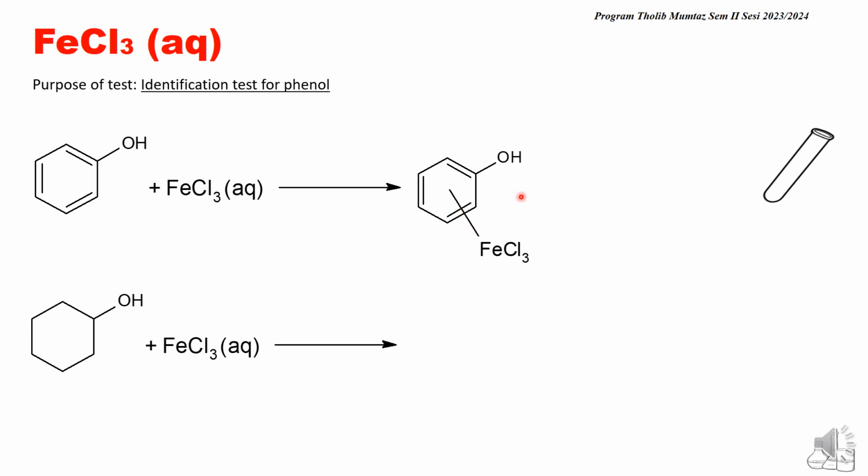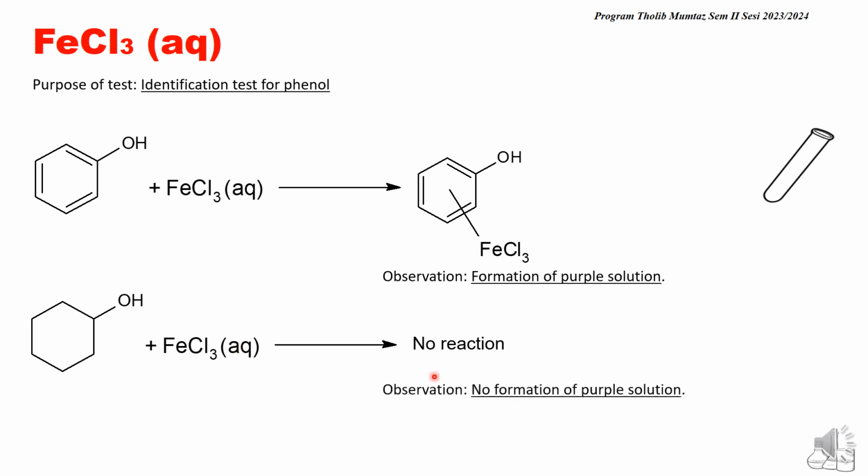And the observation for a positive FeCl3 solution test is formation of a purple solution. However, when you react with cyclic alcohol, which is not phenol, it will have no reaction. So the observation is no formation of purple solution.